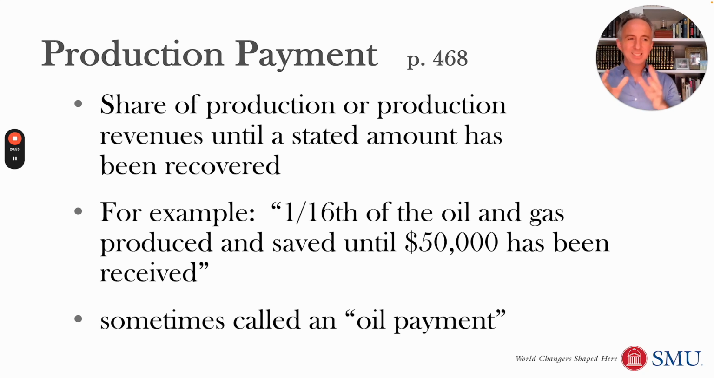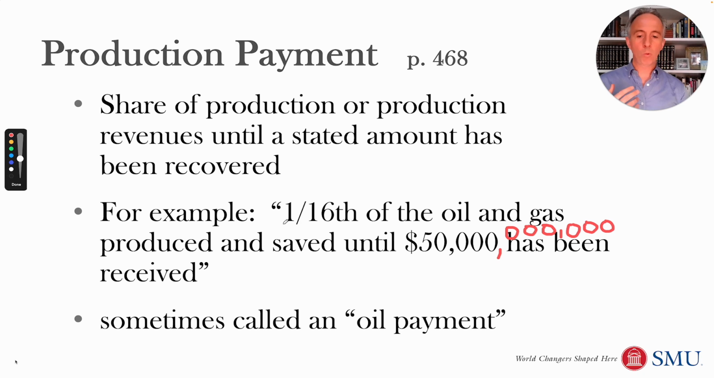Now, because it's kind of a sum certain to be paid out of production rather than a fraction of production that will continue throughout the life of the well, it's generally treated as a bonus by the courts. You might imagine, though, what if instead of saying up till $50,000 has been collected, what if it was up till $50 million or $50 billion? In that circumstance, it kind of seems like you're basically just saying 1/16 of production more, in which case it starts to look like a royalty. So that principle hasn't been fully tested in the Texas courts, which is maybe an interesting hypothetical question.